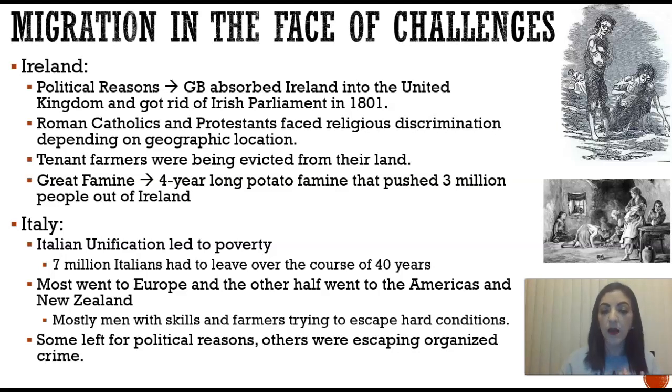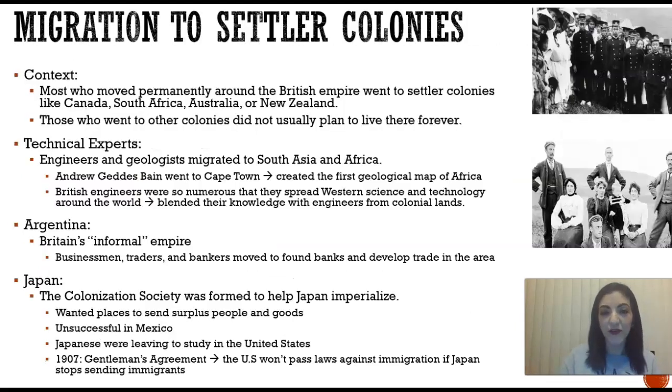Again, mostly men with skills or farmers trying to escape the very hard working conditions. Some of them left for political reasons. They were on the opposite side of the political party that was in charge. Others were escaping organized crime, La Cosa Nostra, the mafia. So that's where we get it from.